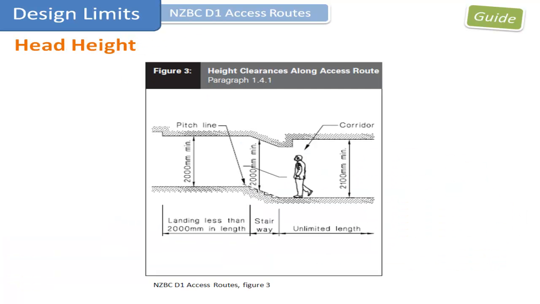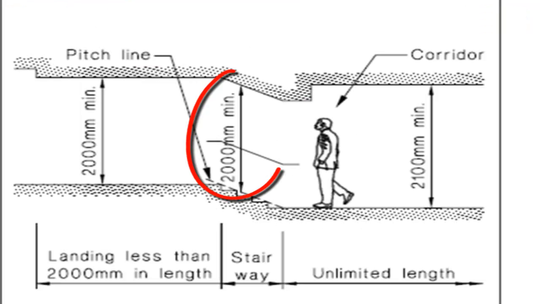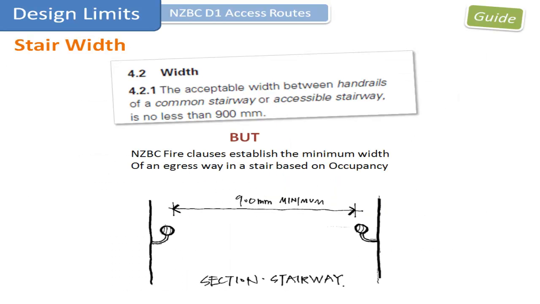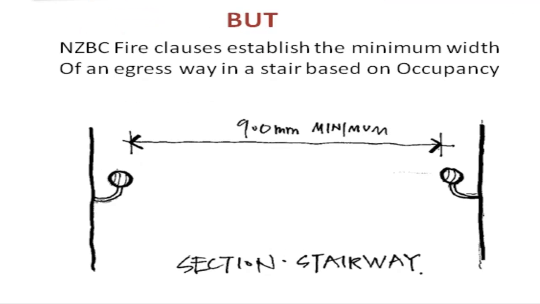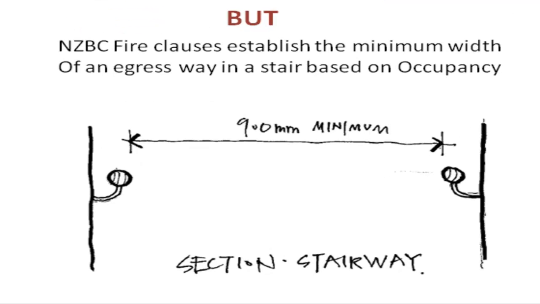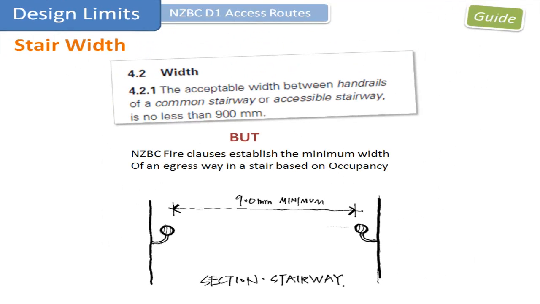Figure 3 shows the maximum height clearance of 2000mm along the stairway. You'll need to ensure you have this minimum height clearance between your stairs. 4.2.1 states a minimum width of 900mm between handrails. Use this as a minimum for your stair width. Sometimes this must be larger based on the fire egress requirements for the building.